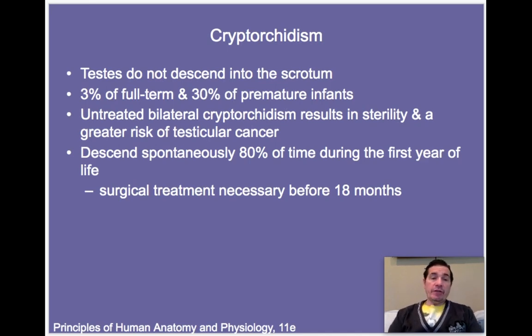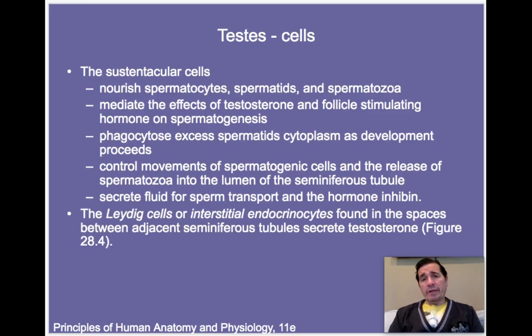So when we look at the testes and they do not descend, this happens in about 3% of full term babies and 30% in premature infants. Surgery can actually help before 18 months. And if the person has it after that time, chances are they're going to be sterile. But they can descend.